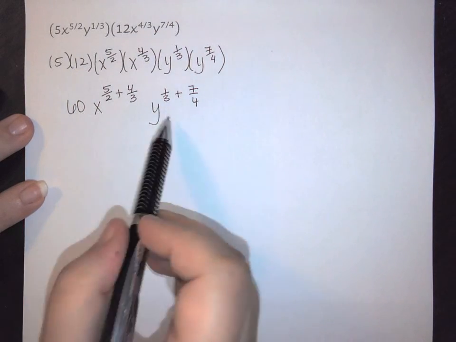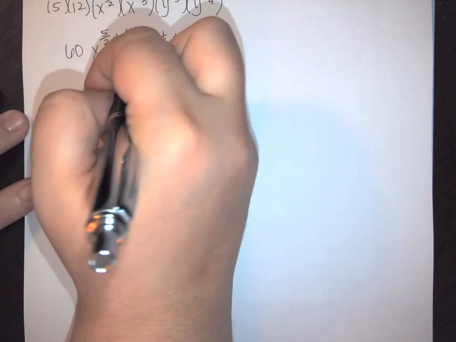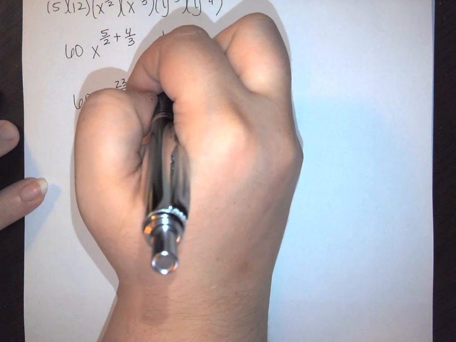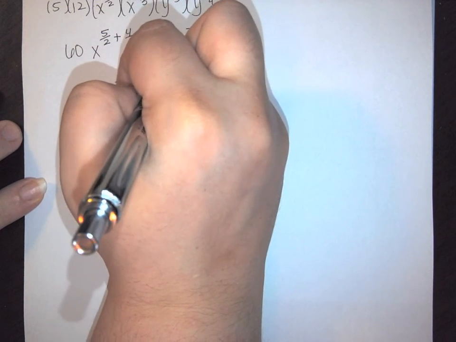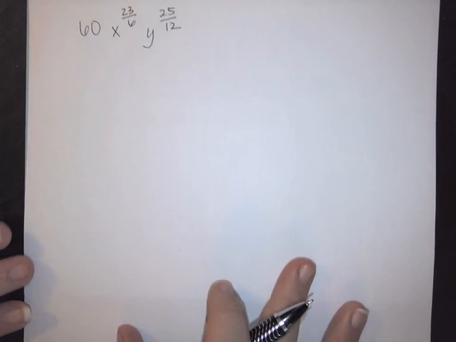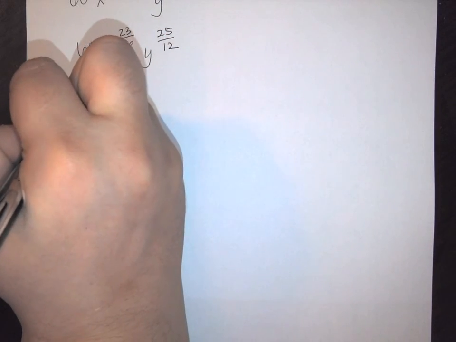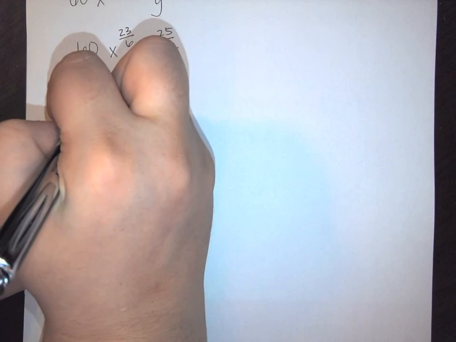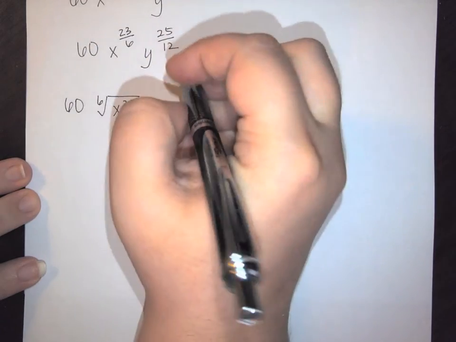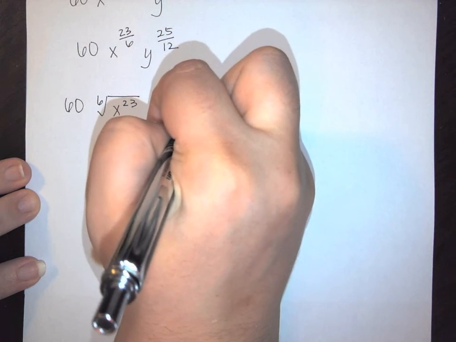So you have to combine these using your fraction rules, and what you'll end up getting is 60x to the 23/6, y to the 25/12. So now with this, we can write these as radicals. So we're going to have 60, and this is going to be the 6th root of x to the 23, and then we are going to have the 12th root of y to the 25th.